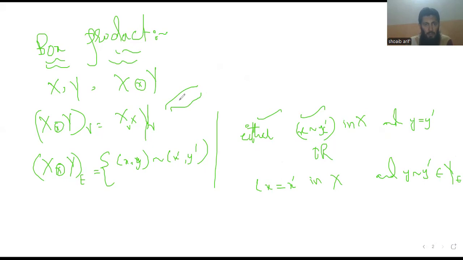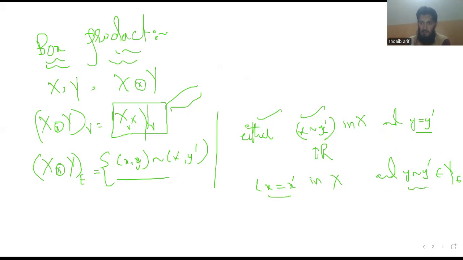How can we define the box product of two graphs? First of all, we take the Cartesian product of the two vertex sets, and then the edge set. How can we make an edge between the vertices? If x is related to x' and y is equal to y', otherwise if x is equal to x' and y is related to y'.